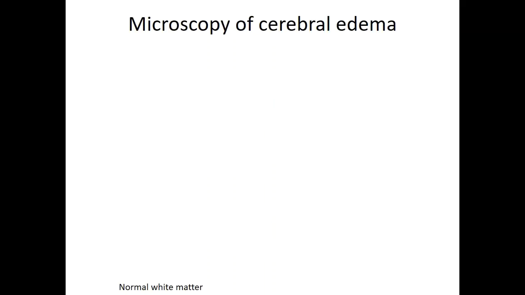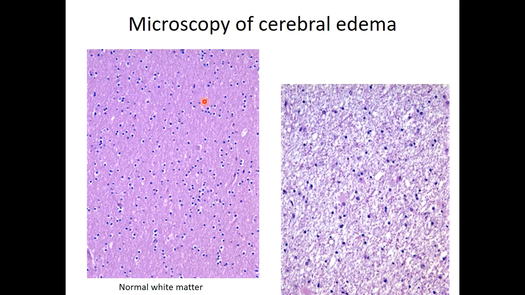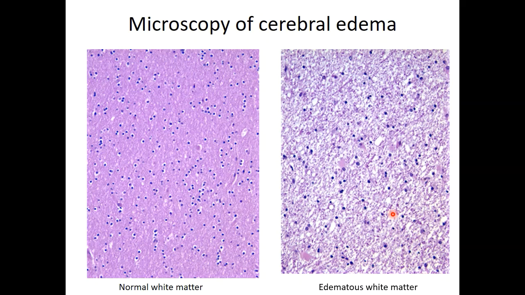Now if we see the microscopic picture, we see a normal white matter. As you can see, you have lots of oligodendroglia that you can make out with a characteristic fried egg appearance. What about this one? This shows a characteristic edematous white matter where there is interstitial edema due to the break in the tight junction.